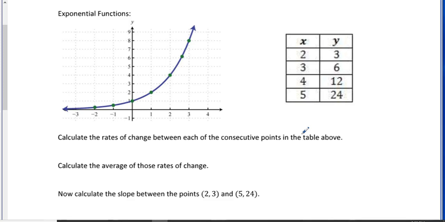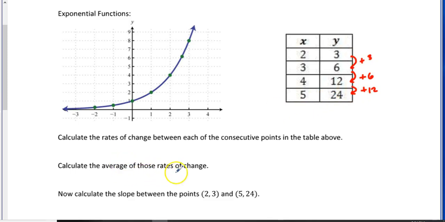So we know our x values are going up by 1. Let's look at what's happening to our y's. So that's a plus 3, plus 6, plus 12. So not constant.